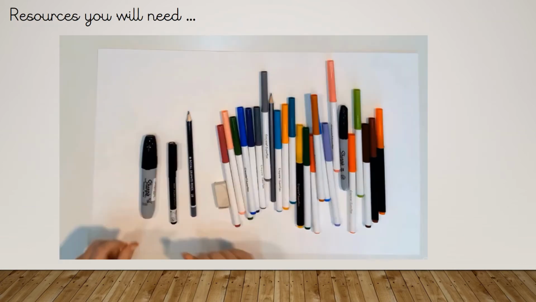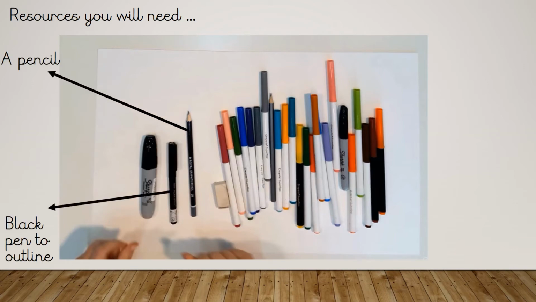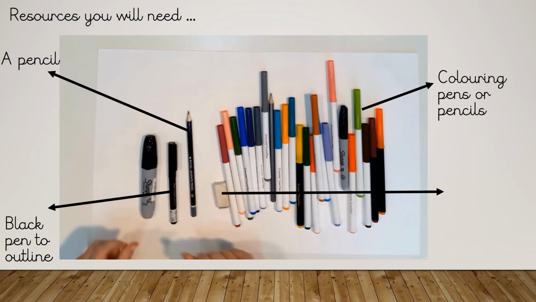Before you begin, let's have a look at the resources that you will need. But remember, if you don't have these, just use what you have. You will need a pencil, a black pen to outline that can be thick or thin, and colouring pens or pencils. You need a range of colours, as many colours as you have. And then a rubber, just in case you make a few mistakes.